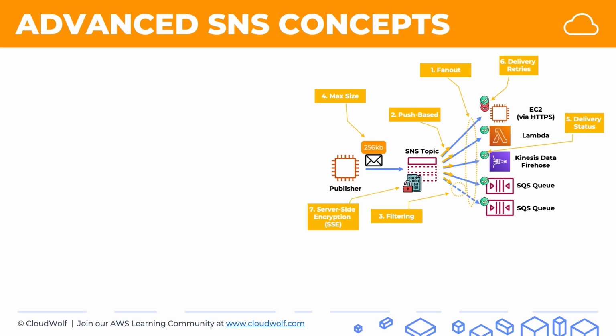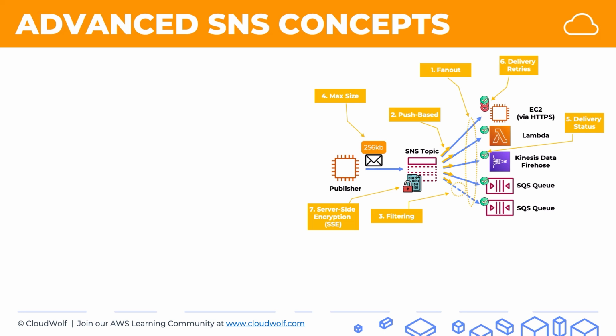Next important topic to look out for on the exam is server-side encryption, or SSE. So SNS does support server-side encryption, but this is encryption at rest. So the message comes into SNS. As soon as a message is received inside SNS, it is encrypted, and then it is stored in an encrypted form, and it's only decrypted just as it is delivered. So keep that in mind, server-side encryption, and that is encryption at rest.